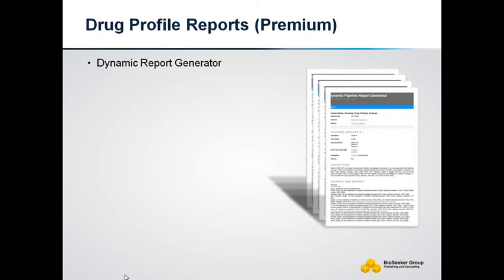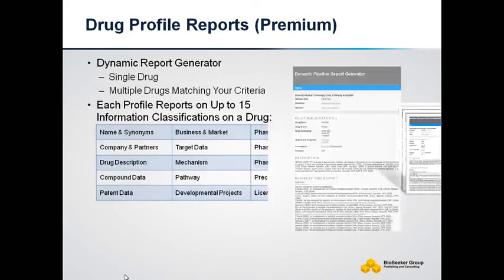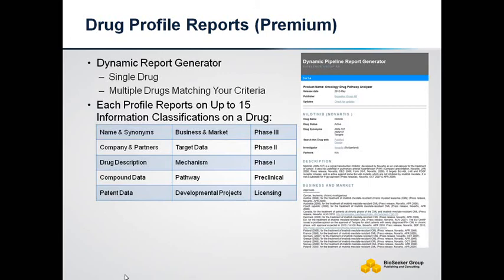The dynamic report generator for the premium version lets you print single drug profiles as well as multiple drug profiles matching your criteria. Each profile reports on up to 15 information classifications on a drug, including name and synonyms, company and partners, drug description, compound data, patent data, business and market, target data, mechanism, pathway, developmental project, phase 3, phase 2, phase 1, and preclinical information, as well as licensing information. It is estimated that it will take around 6,200 pages to print all data for all drugs included.